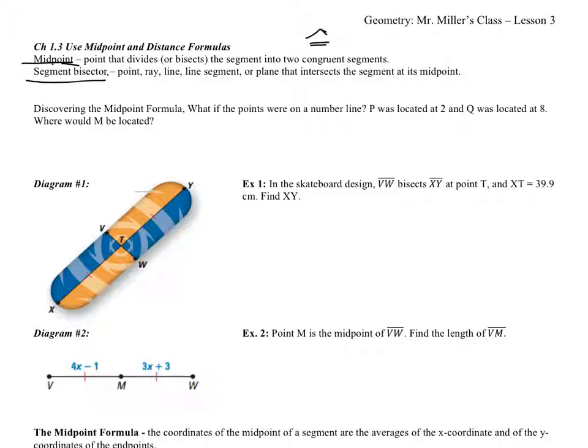And then segment bisector is a point, ray, line, segment, or plane. So it can be any of these, keep that in mind, that intersects the segment at its midpoint. So we'll look into that.